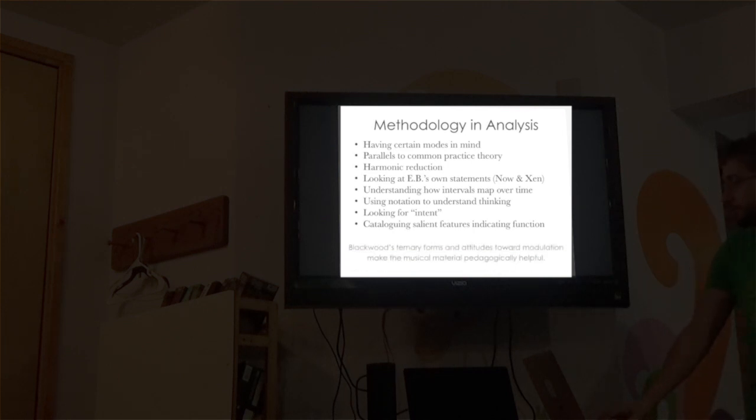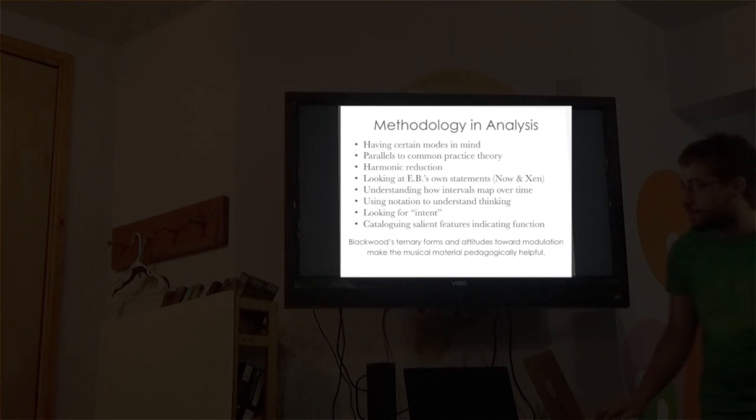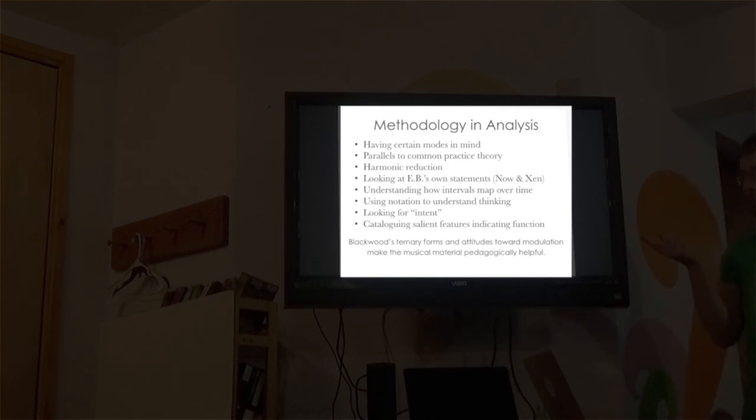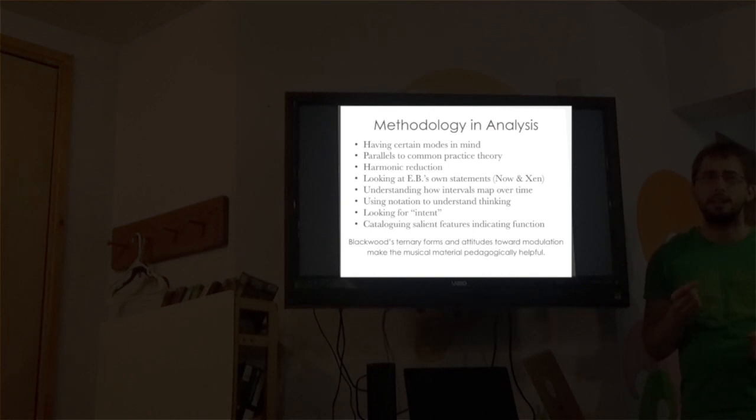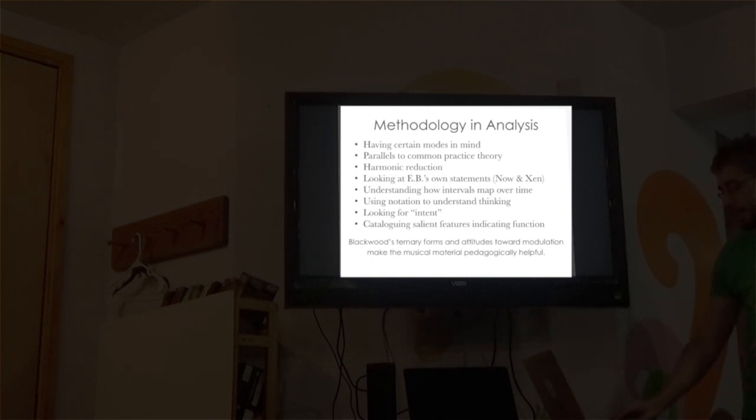Okay. Blackwood's ternary forms and attitudes toward modulation make the musical material pedagogically helpful. That is, it's not always ABA per se, but it kind of feels like that a lot of times, because in all of these Etudes, except maybe the 19, actually no, the 19 does have it as well, you have 3 chunks of form, and then at either the beginning or the end of each of them, usually the beginning, you'll have a main theme that repeats again. And sometimes it modulates and sometimes it doesn't. In fact, the 17, I think, is the only one that doesn't, which is very interesting.